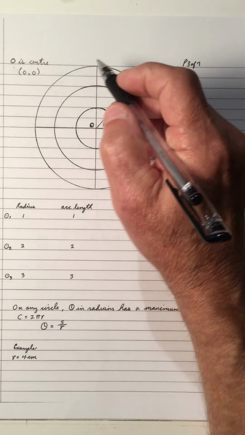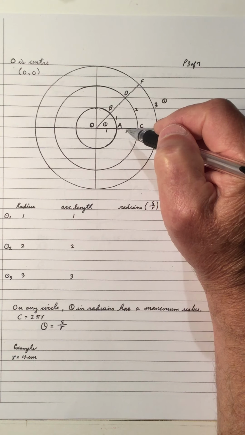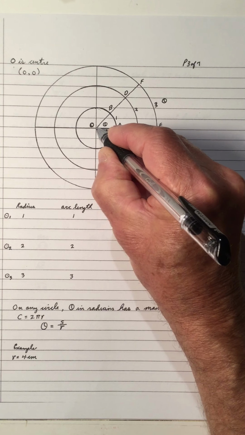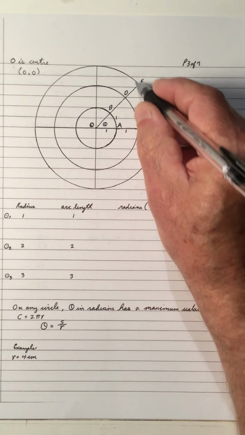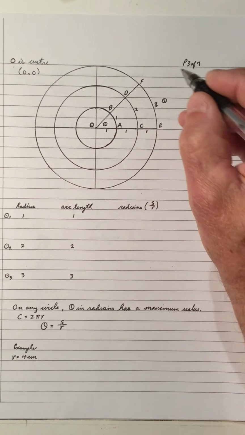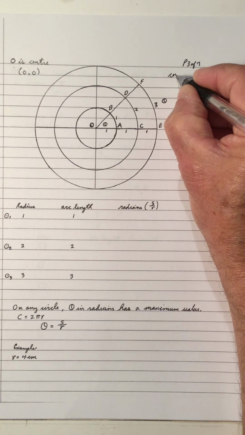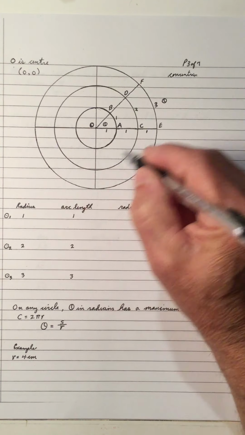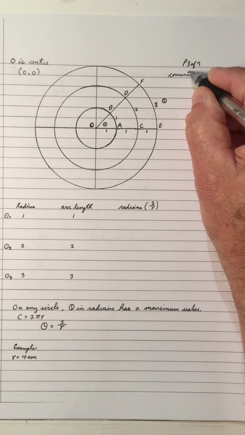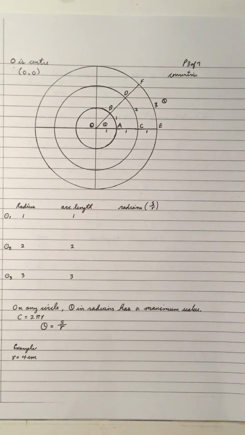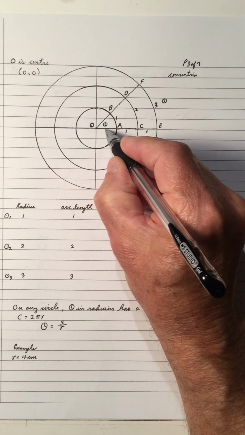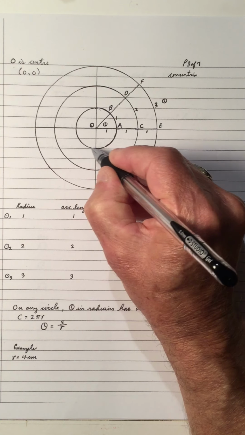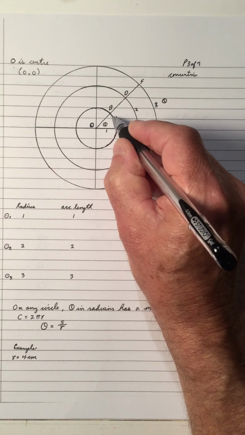Right now you're looking at concentric circles. O is the center of the circle, and the coordinates of this center are 0, 0. Notice that all three circles have the same center. Circles that have the same center, like O, are concentric. So this is the radius, A is the radius of this circle right here. This is 1, so the arc length is 1.